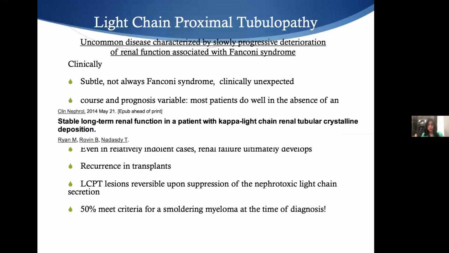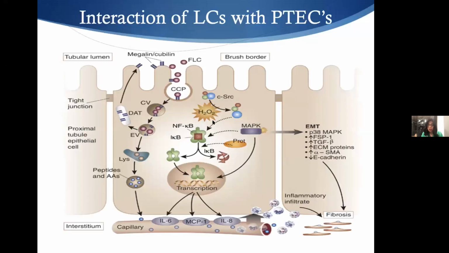This is a typical finding, a stable long-term renal function in a patient with kappa light chain renal crystal tubulopathy. What's the mechanism here? We have just seen that in casts, the light chains interact in the distal tubules with the uromodulin. So what about the proximal tubules? Here we don't have casts. Here we have the free light chains inside the epithelial cells of the proximal tubules. Proximal tubules have special receptors for free light chains, which are megalin and cubilin, and they bind the free light chains, which get inside the cells by coated vesicles and then special endosomal vesicles, and they get processed inside the tubular epithelial cells by lysosomes and release their byproducts, which eventually go back to the blood.